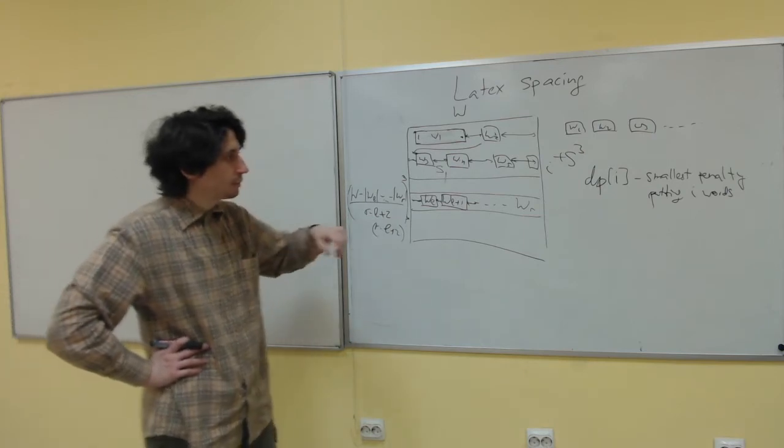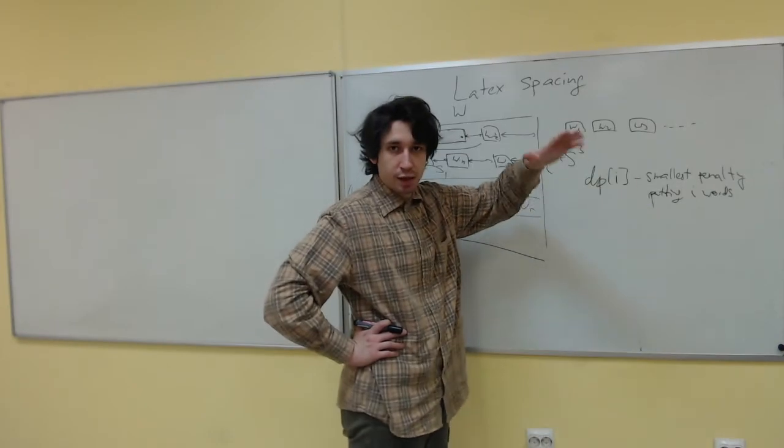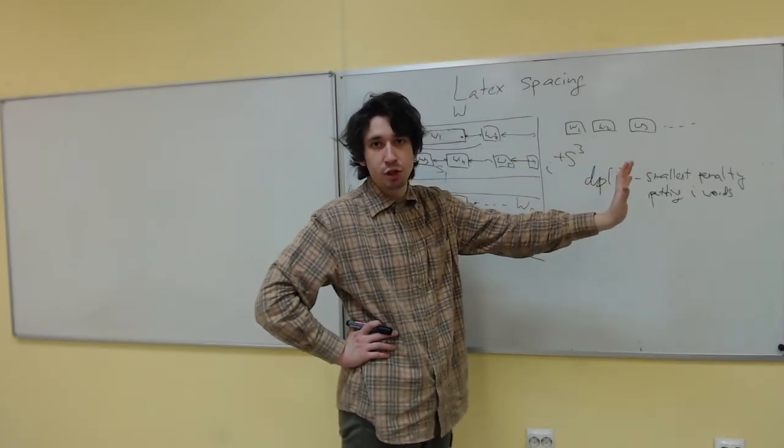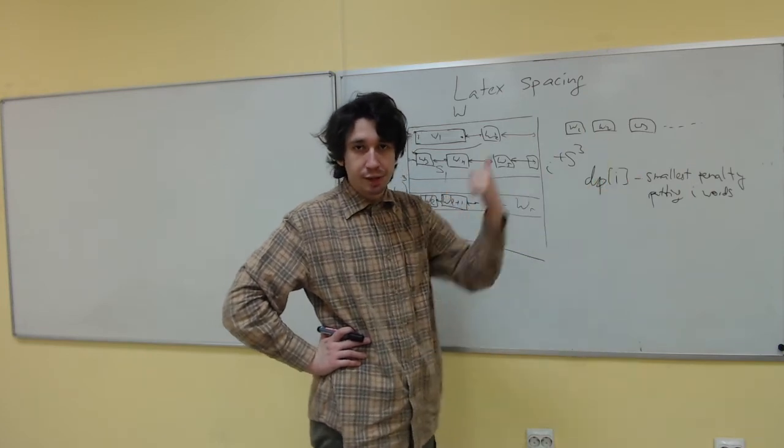So let's come back. We know that dp i is the smallest penalty put in i words, so they fit the line and finish. There will be no other words in that line. So what are the steps?